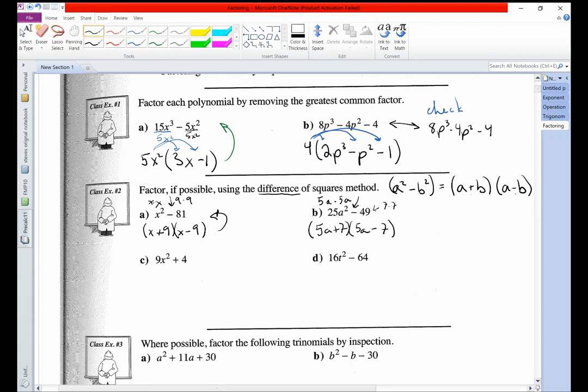The next one, 9x squared plus 4. 9x squared can be 3x times 3x, and 4 is 2 times 2. So they're both perfect squares, but wait a minute, that's a plus sign, and it's supposed to be a negative sign, so not a difference. It's a sum. So this is not possible.